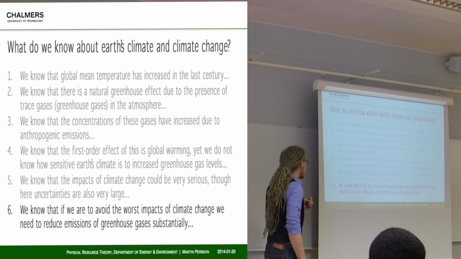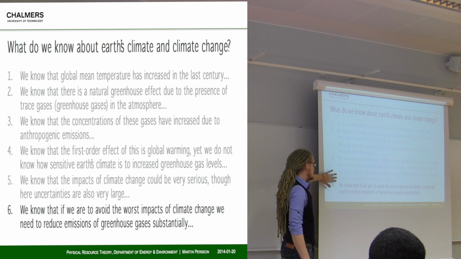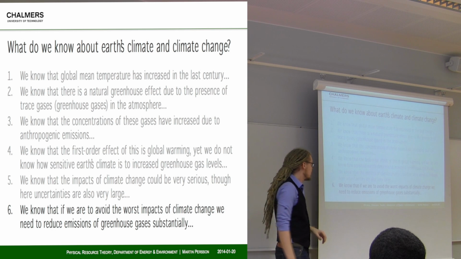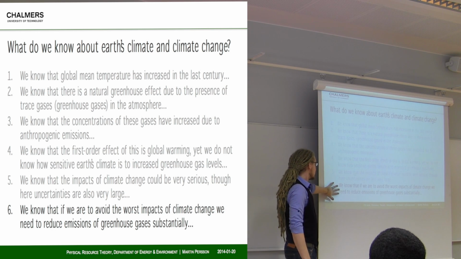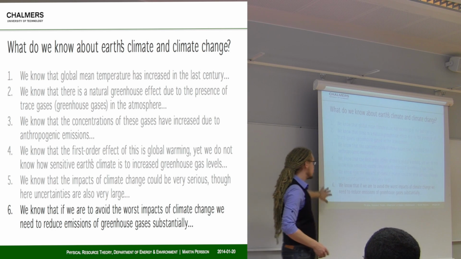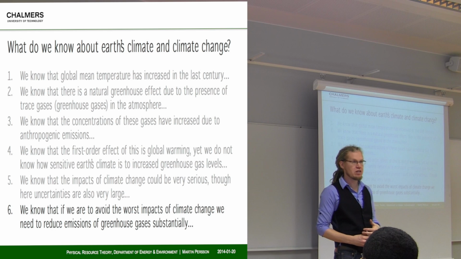Okay. So we know there can be large impacts from climate change, although it's uncertain how large they will be, and it depends on how sensitive the climate is to our emissions. So if we want to avoid the worst impacts of climate change, we need to reduce emissions of greenhouse gases quite substantially.